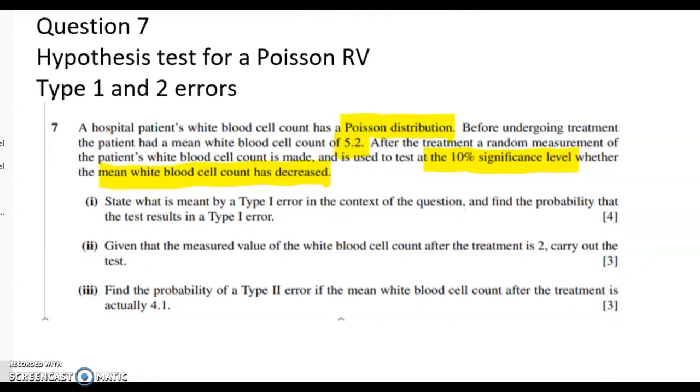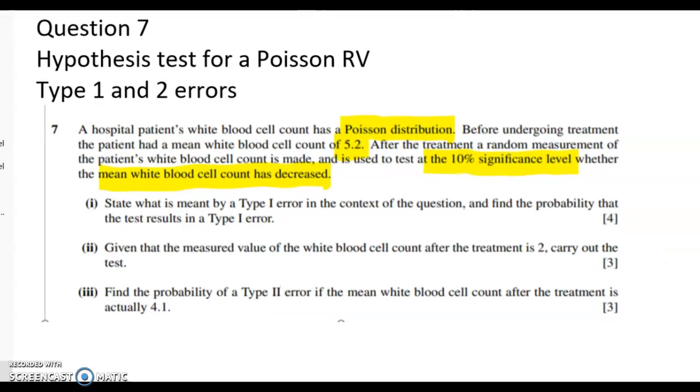So first we have to explain what's meant by a type 1 error, but we have to do that in the context of the question. And then we have to find the probability that the test gives you a type 1 error. A really common mistake to make here is to go, well, hey, it's given to us in the question, it's going to be 10%. But it's not, right? It's going to be the probability that we wrongly reject the null hypothesis.